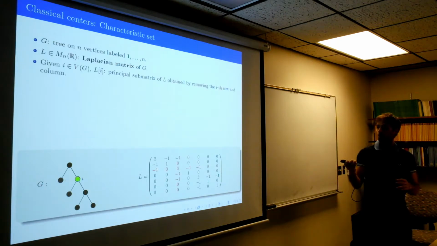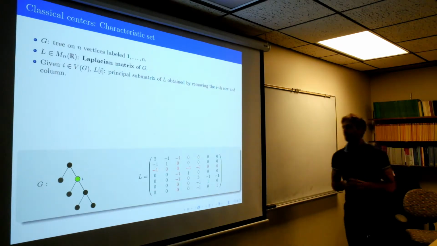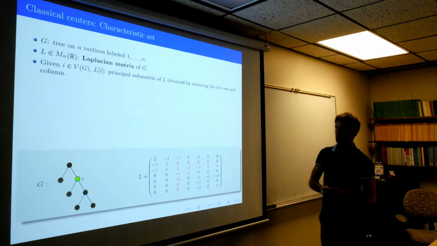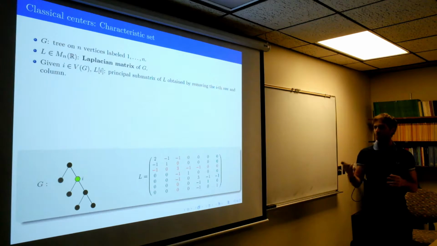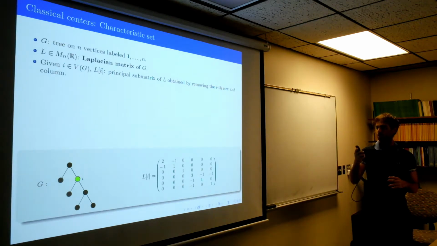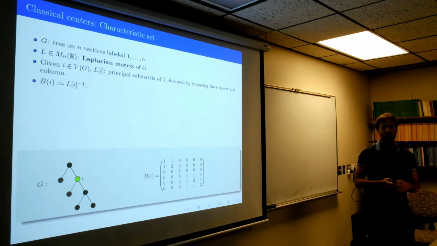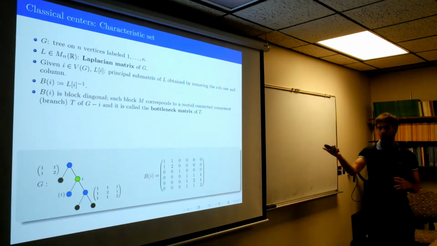This matrix is not invertible, but suppose that we choose a vertex i and we color it in green. Then we can consider the submatrix of L obtained by removing the ith row and the ith column. This submatrix turns out to be invertible, and we can consider its inverse, B of i. You see from here that it has quite a nice structure. At least from here, but it's true in general, it's a block diagonal matrix. And every block M corresponds to a branch T of G minus i.